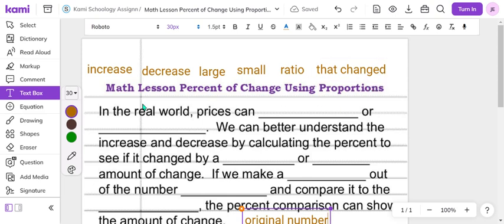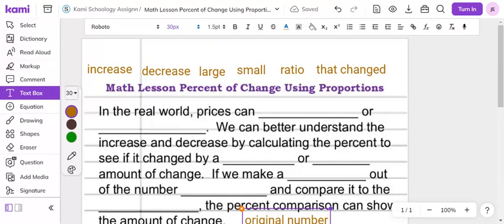Hi, this is Mr. Elmhorst with the math lesson where we're going to look at the percent of change, and we're going to use proportions to help us understand numbers that are increasing or decreasing and compare them to percents to help us understand whether that is a large or small amount of change.